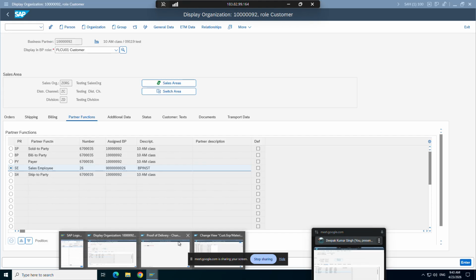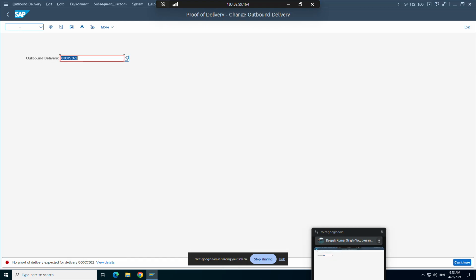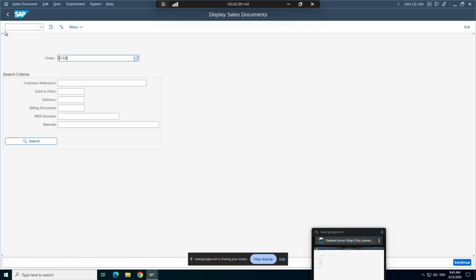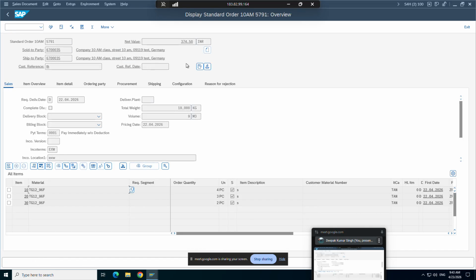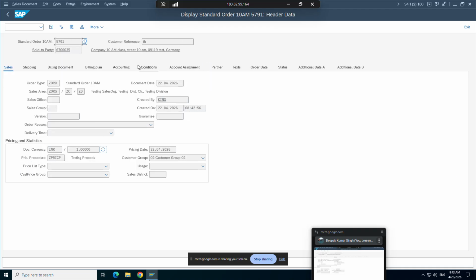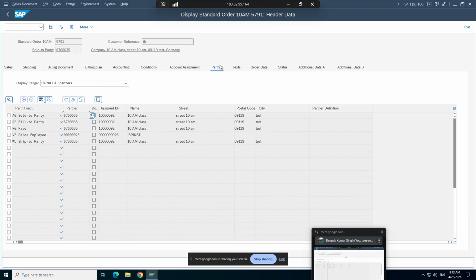If you go to, let me go to any sales order. Go to header and then you see the partner. See, all the details come automatically. So it's also bill to party and sales employee. So this is your partner function. If someone asks you what is the partner function for sold to, it's AG. Okay.